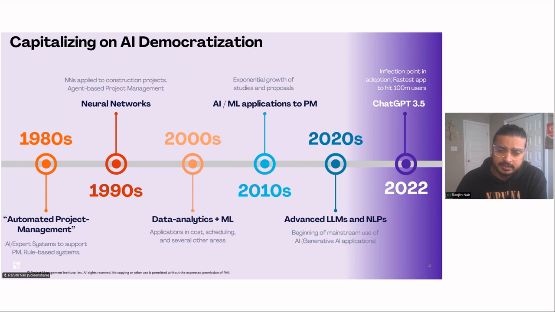In the 2020s, where we are right now, with the advancements of LLMs and NLPs and the successful release of ChatGPT for public use, generative AI has become very common now, and it is supporting project management and many other functional areas within organizations. This is our area of focus today.